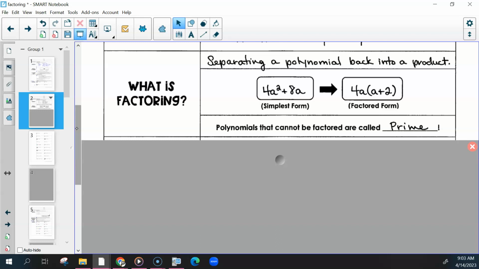As we are starting this process, polynomials that cannot be factored are called primes. So you may remember prime from when we were doing radicals, and the only numbers that could be multiplied were one and itself. Prime has a lot of different definitions. So I'm going to work out this example, and then we will start the actuals.